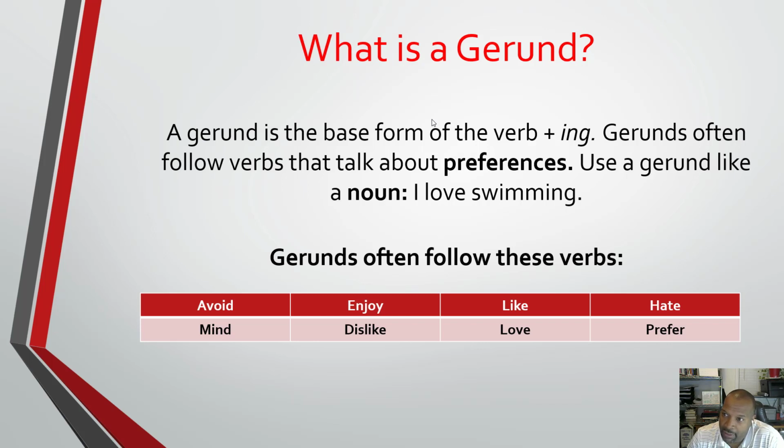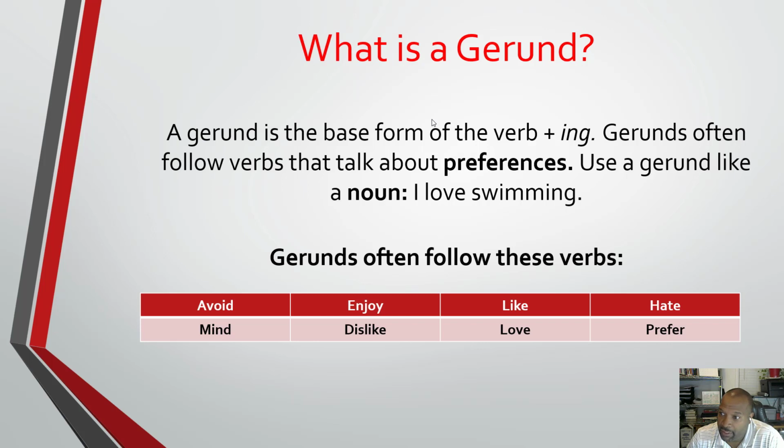So a gerund is the base form of the verb plus ing. Gerunds often follow verbs that talk about preferences. So remember, we don't use gerunds all the time. We usually use gerunds when we're talking about preferences. Use a gerund like a noun. So it's the verb plus ing, but because we're using it as a part of speech, we're not thinking about it as a tense, not as present continuous.